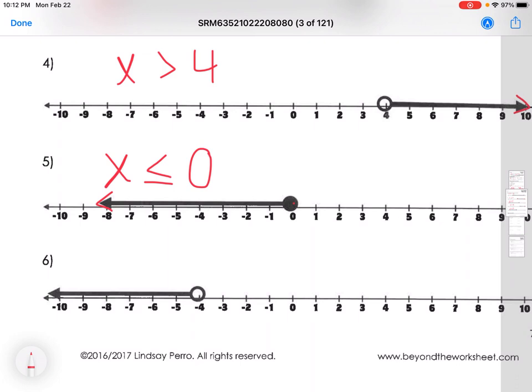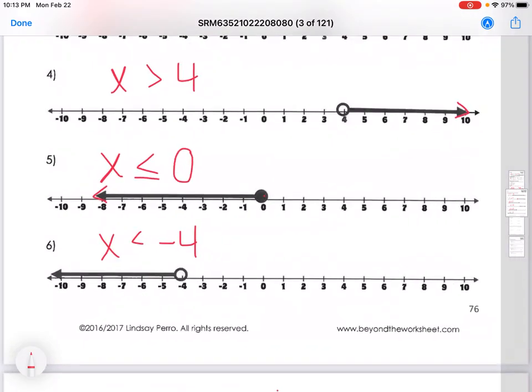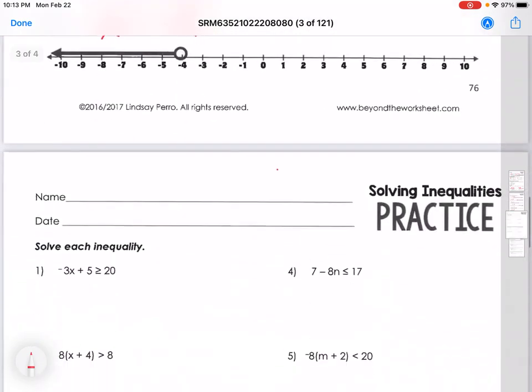Number 6, pointing to the left. My circle is open, so x is less than -4. So if the circle is filled in, which is called closed, you need the or equal to in your symbol. And then the direction of the arrow will tell you if it's greater than or less than.